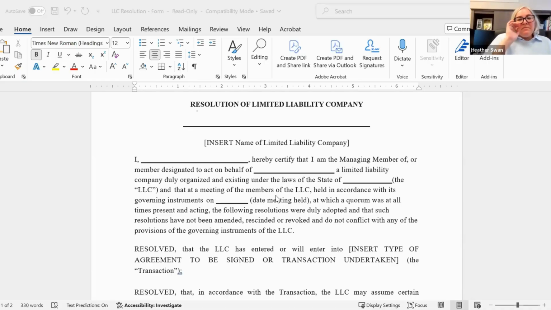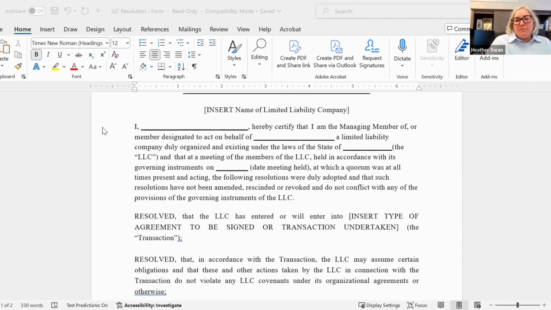So what we have here is just a form of a resolution, and they're very simple, and they're typically used when you have more than one member of a company, right? So it just says, I, Joe Smith, certify that I'm the managing member of, or the authorized member, or whatever they call themselves in their company, allowed to act on behalf of the company, organized under the laws of the state of Maryland or DC or Virginia, and that they had a meeting, or, this gets kind of in the weeds, they can act without a meeting, that they agree to the following.